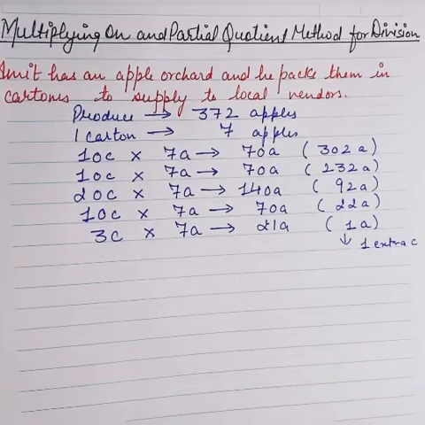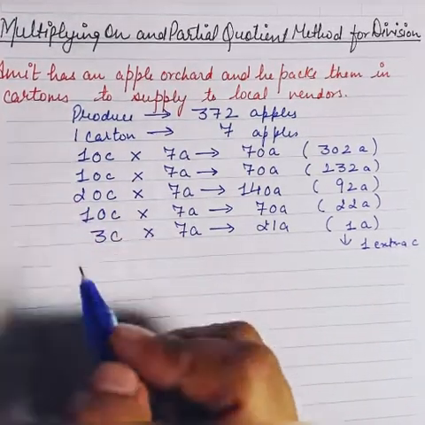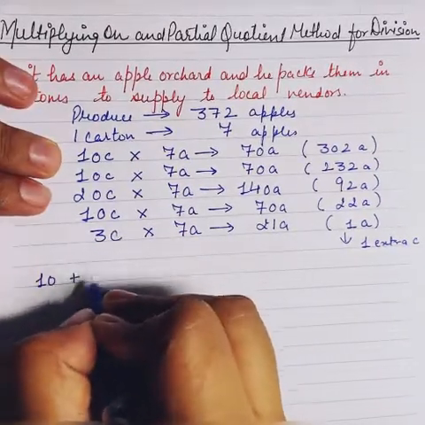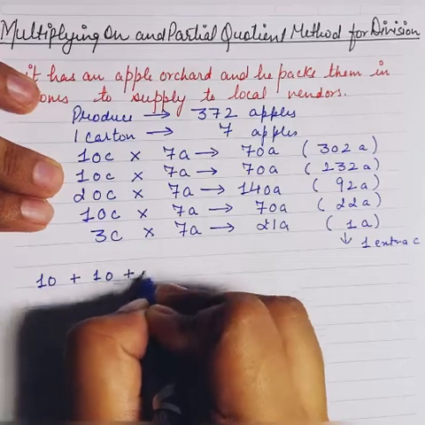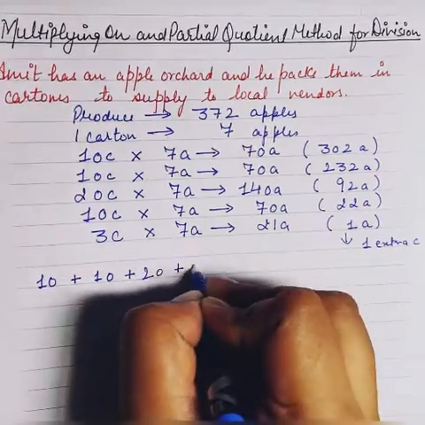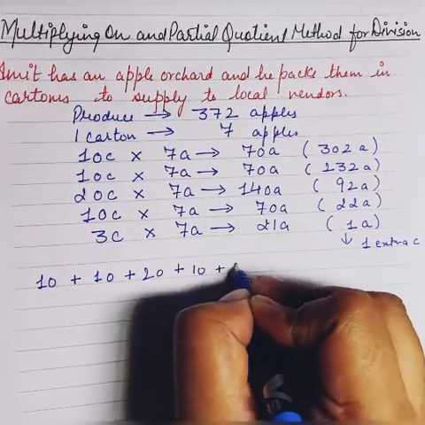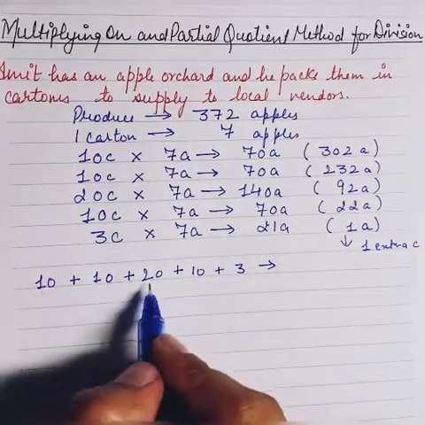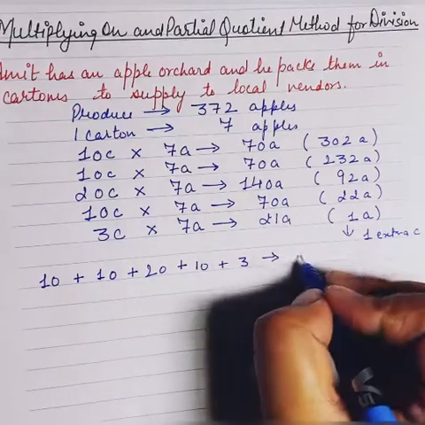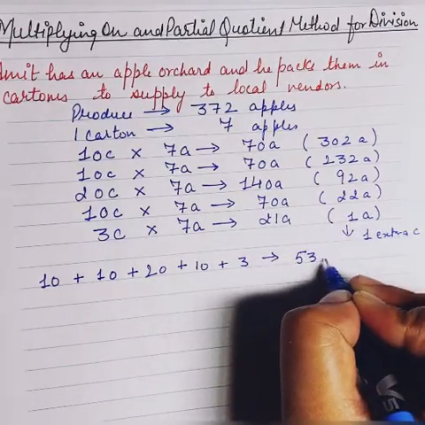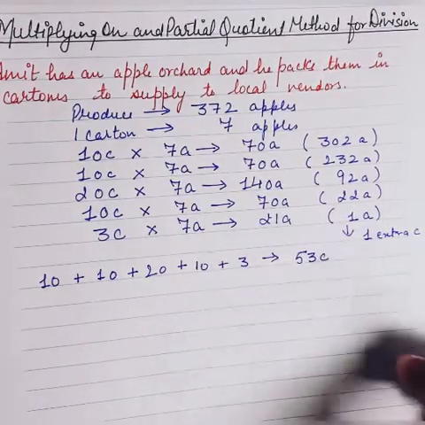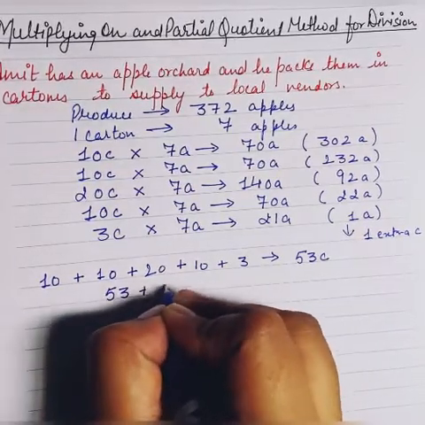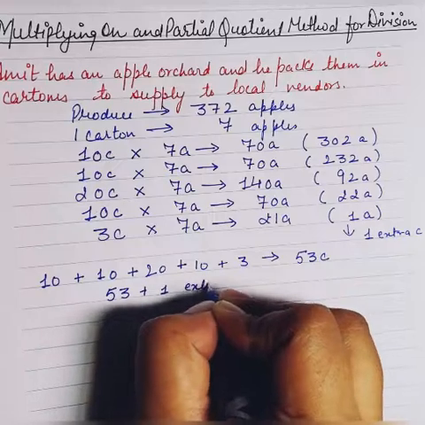Now let's see how many cartons we have used till now. So we have used 10, 10, 20, 10 and 3, which means 10, 20, 30, 40, 50, which is 53 cartons. So in all we have used 53 plus 1 extra carton.